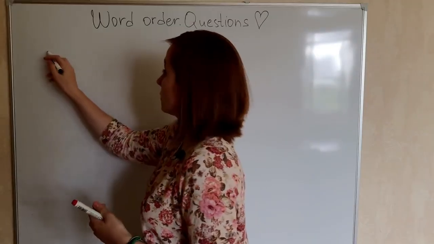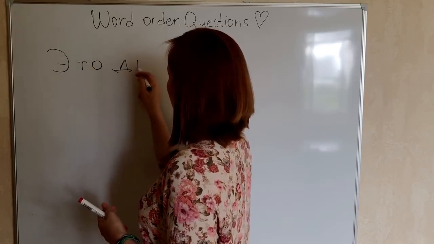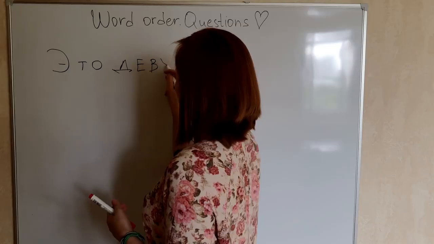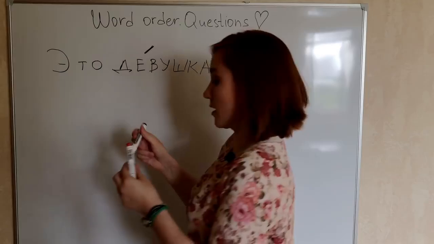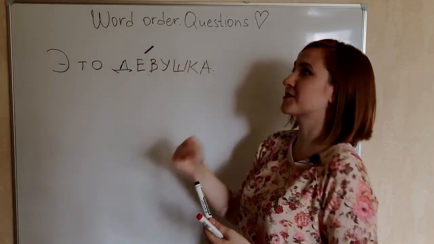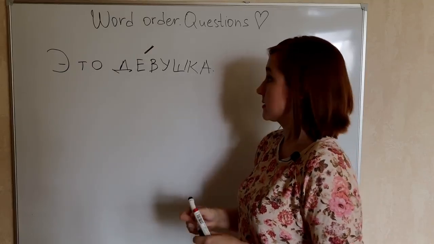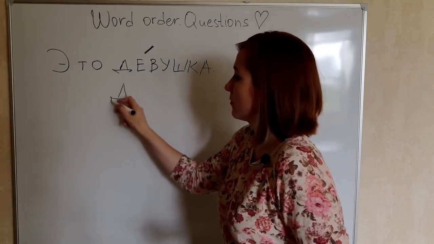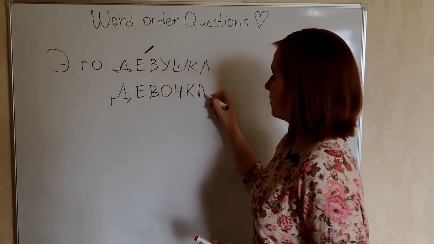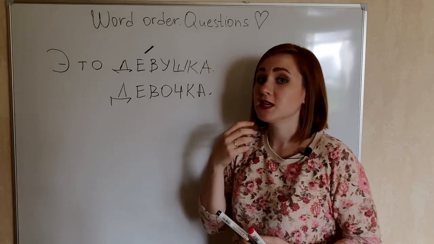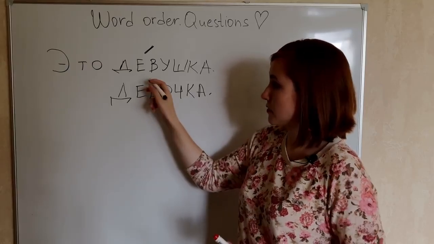Let's look at more examples. Let's take an example with a girl. We had a woman. Let's say it's a girl. Девушка. In Russian, there is a hierarchy depending on age. The youngest one, the little girl, is девочка. Again, pay attention to pronunciation. Девочка.